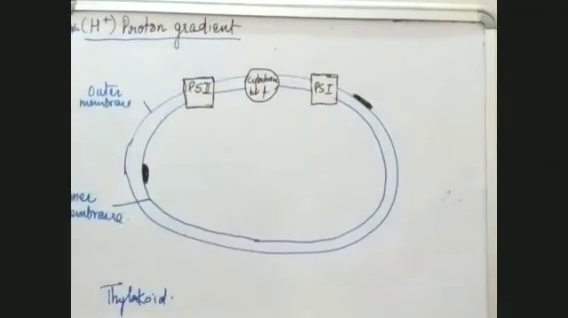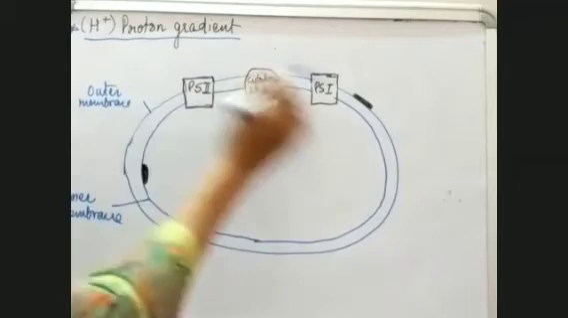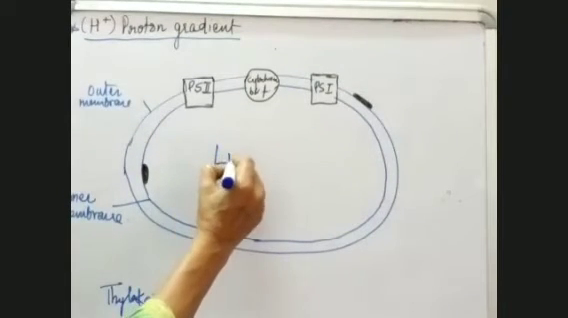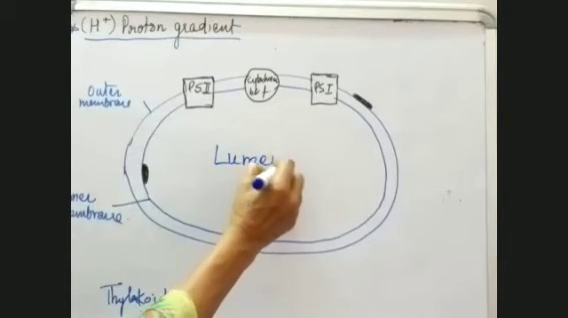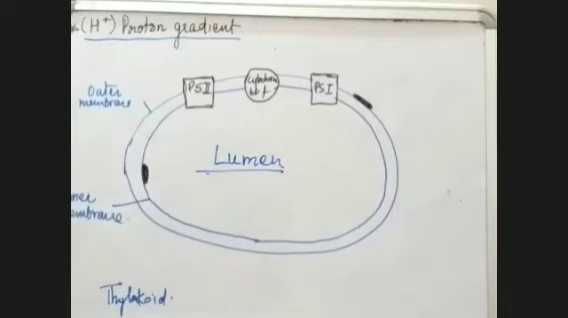This space which is inside the thylakoid is known as lumen. Any cavity is known as lumen. The other day also I was telling you that it is lumen. The inside cavity is lumen.